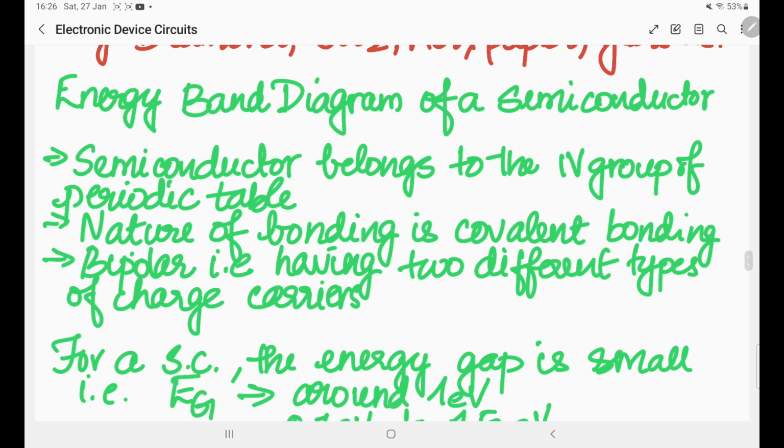Semiconductor actually belongs to the fourth group of the periodic table. The nature of bonding is covalent bonding, and what other feature is there? It is bipolar, that is, having two different types of charge carriers. What are they? Electrons and holes.